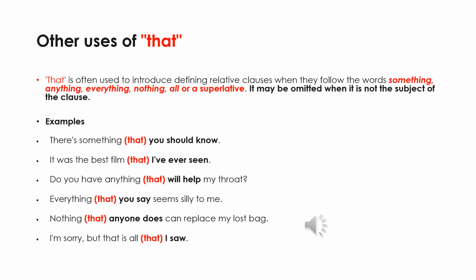That is often used to introduce defining relative clauses when they follow words like something, anything, everything, nothing, all, or a superlative. It may be omitted when it's not the subject of the clause. For example, there is something that you should know. It was the best film that I've ever seen. Do you have anything that will help my throat?